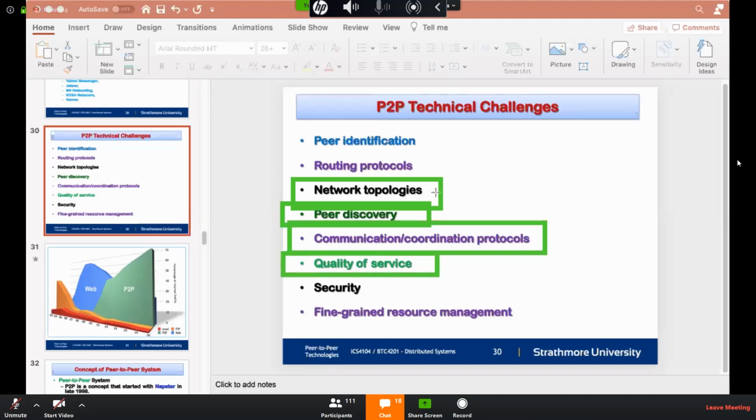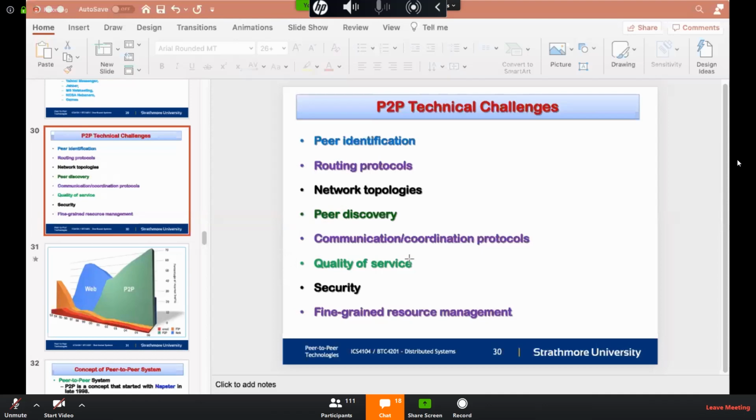It becomes very difficult to gauge the quality of service. How do you know? Because quality of service has certain parameters. You can say, for me to have attained a certain quality, these are the parameters. So that is a problem. Security, of course, without explaining much.